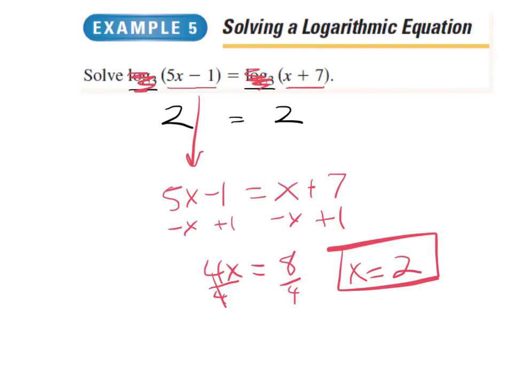Okay? But this only works if your logarithms are alone and the base matches. Logarithm, logarithm, base match, base match. So then your values match as well. Okay?